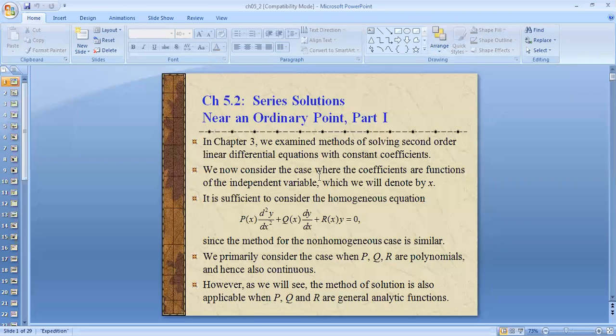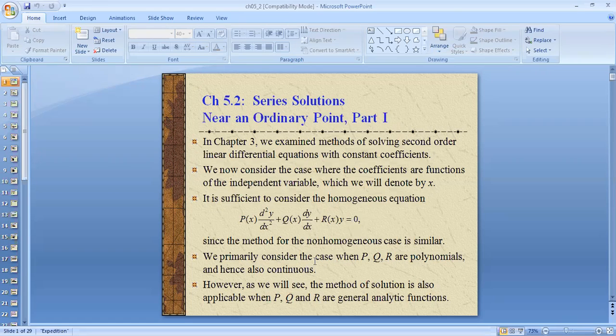So for the series solution, we'll consider this homogeneous differential equation because the right hand side is 0. Here P, Q, R are functions of x, and they are polynomials in x. This is a second order differential equation whose right hand side is 0, so this is called homogeneous. If the right hand side is not 0, then this will be a non-homogeneous differential equation of second order.